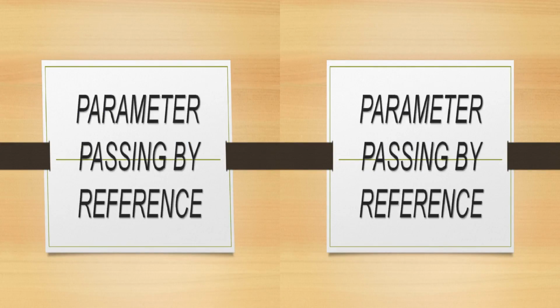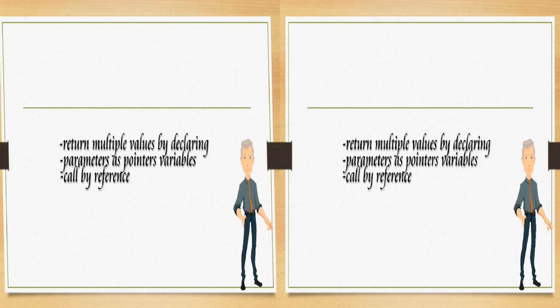Parameter passing by reference. A function may return multiple values by declaring their formal parameters as pointer variables. This way of passing the argument is known as call by reference. When the value referenced by the pointer is changed inside the function, the value in the actual variable will also change. Therefore, we can pass the result of the function through the function argument without having to use the return statement.